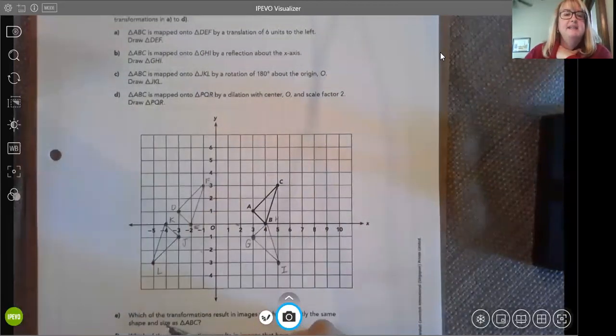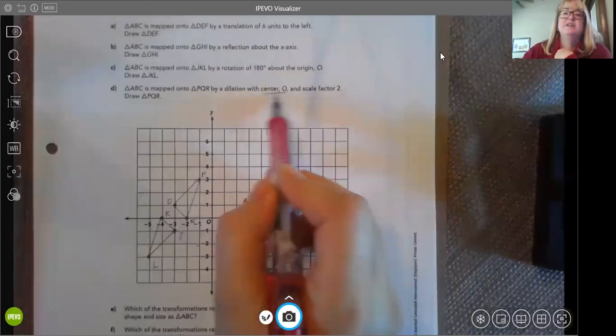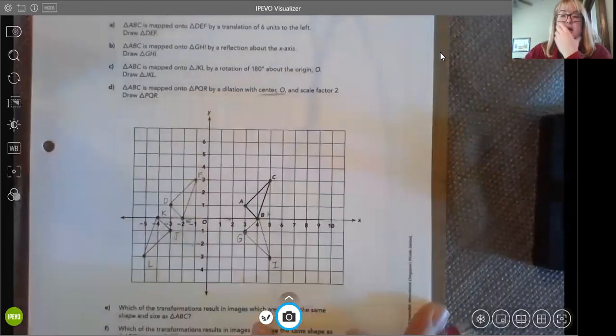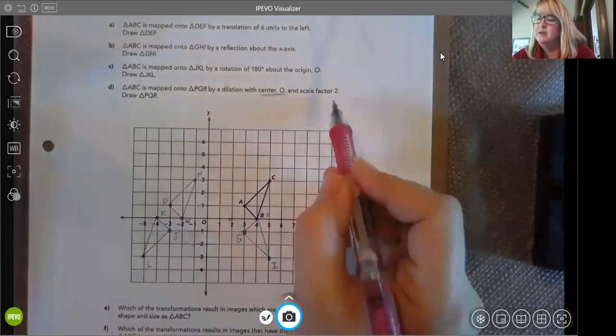Okay, ABC is mapped onto PQR by a dilation with the center O and scale factor 2. All right, yay, the center is at the origin. So all we have to do is multiply the coordinates by 2.